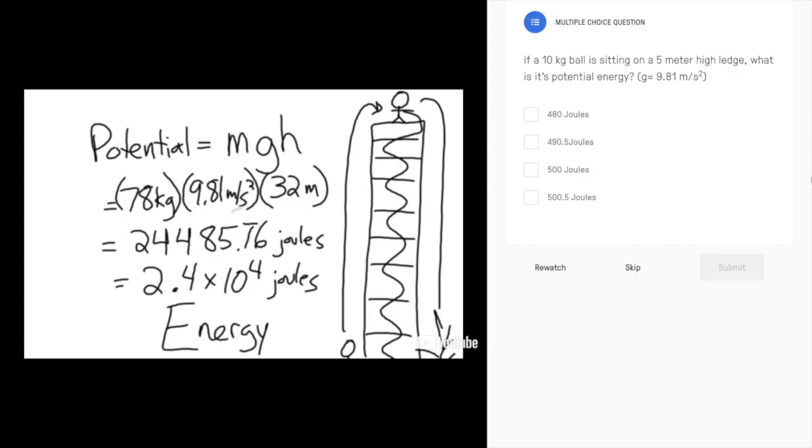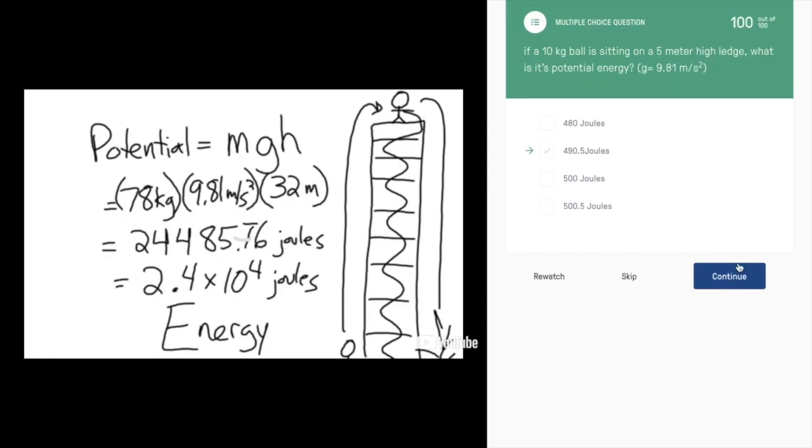So therefore, what is the correct answer? What is the potential energy if a 10-kilogram ball is sitting on a 5-meter high ledge? What is its potential energy, given that the gravity is 9.81 meters per second squared? Is it 480 joules, 490.5 joules, 500 joules, or 500.5 joules? Did you say 490.5 joules? Let us see if you got it right.